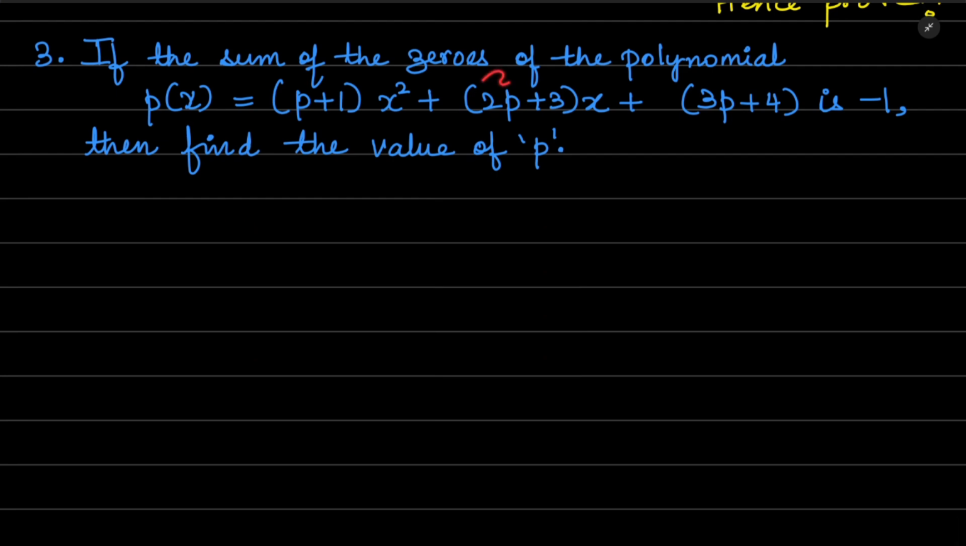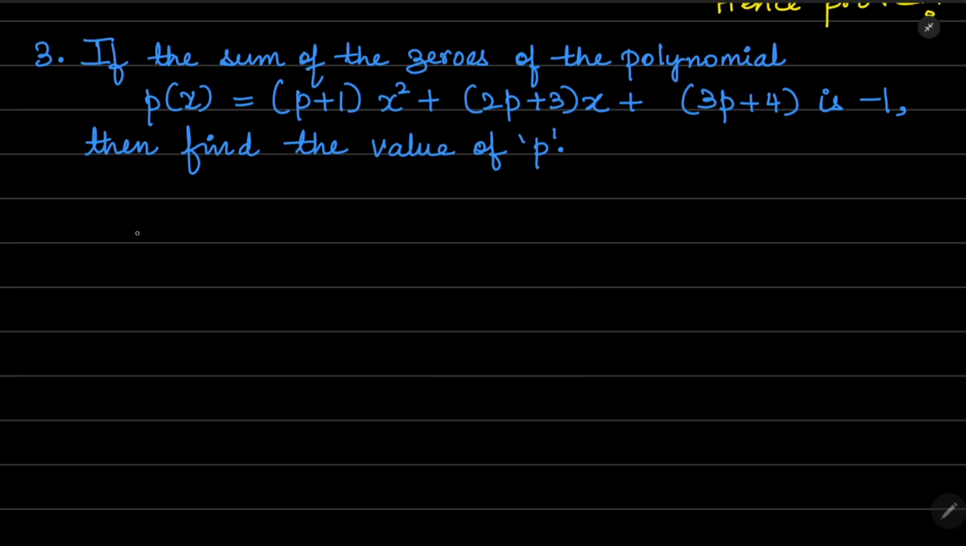If the sum of the zeros of the polynomial p(x) = (p + 1)x² + (2p + 3)x + 3p + 4 is -1, find the value of p. Again, very, very easy.